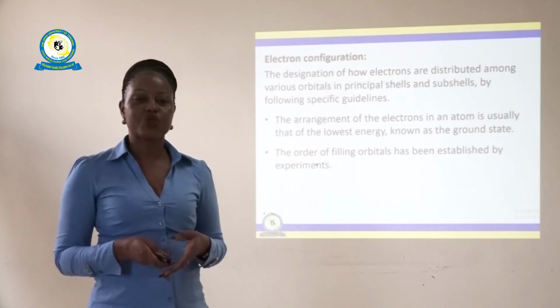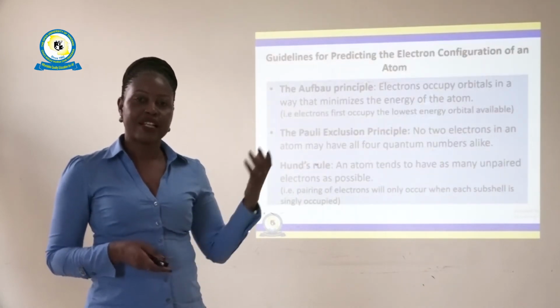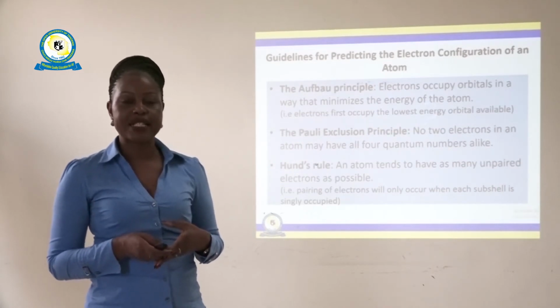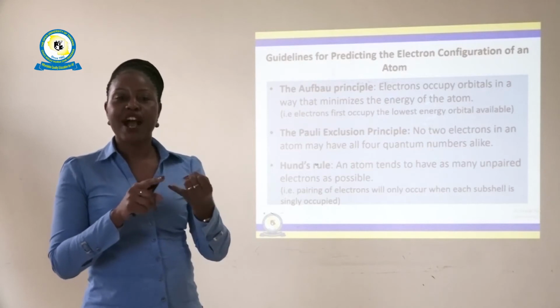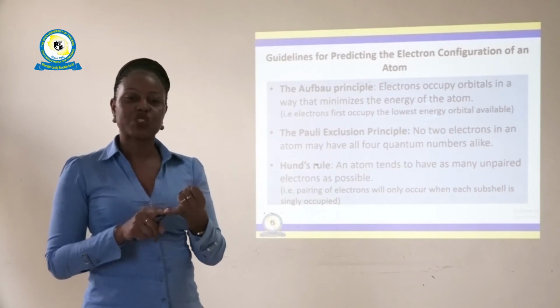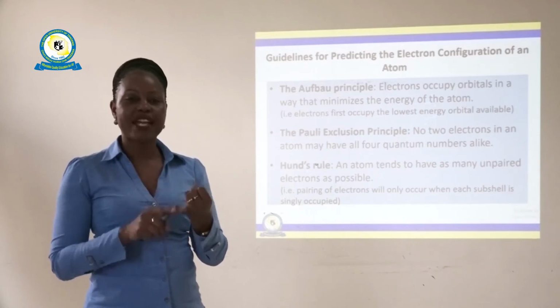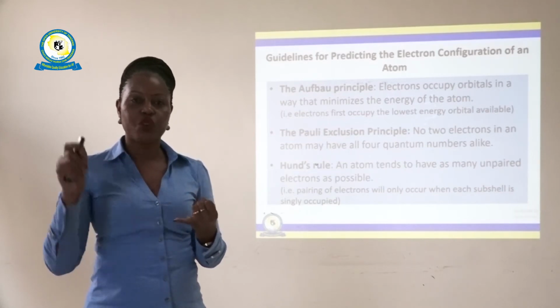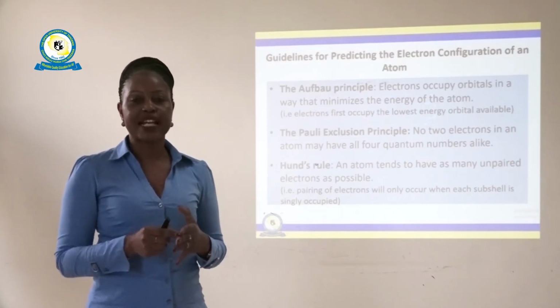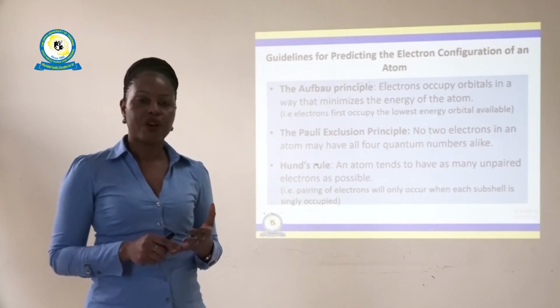Now, what are the rules that are guiding this arrangement of electrons in the shells or in the orbits? The first one is the Aufbau principle. This one says that electrons occupy orbitals in a way that minimizes the energy of an atom. That is, they start to fill the lowest energy orbital available.